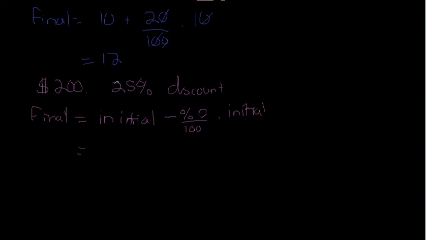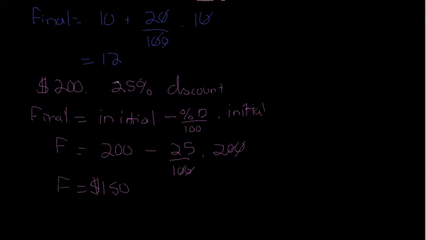So if it starts at 200 but then it goes on a 25% discount, we could do 200 minus 25 over 100 times that 200. Order of operations tells us we do this part first. Let's say final is F. So those cancel, 25 times 2 is 50. 200 minus 50 is 150. So once I've had that $200 and I've reduced it by 25%, I come up with a final value of 150.